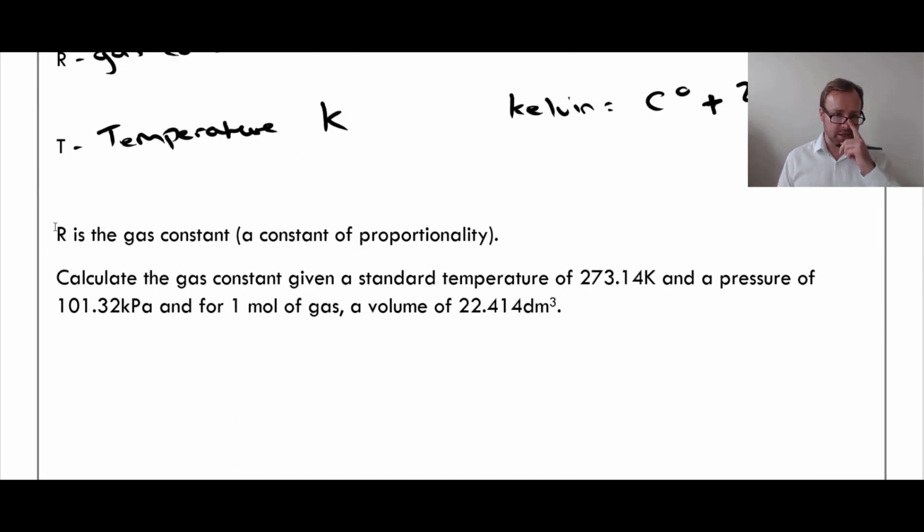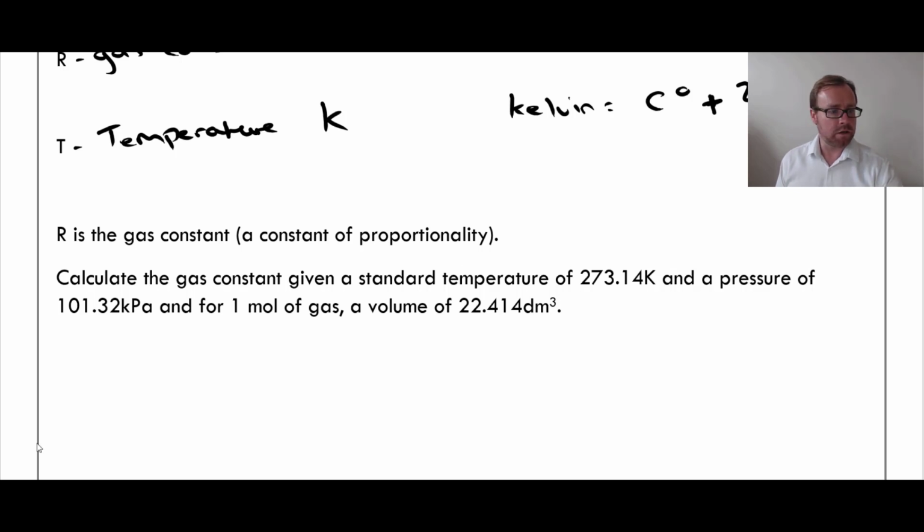So calculate the gas constant given a standard temperature of 273.14 K, a pressure of 101.32 kPa, and for 1 mole of gas, a volume of 22.414 dm cubed. Right, I'll give you 5 minutes to calculate this. So we're using the ideal gas equation now.